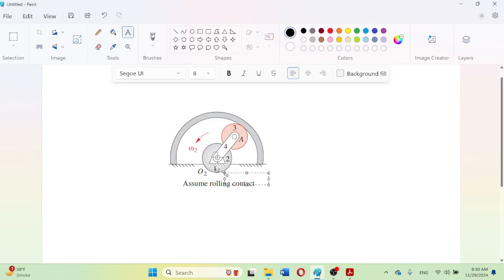So the second permanent instant center will be between link number 2 and link number 4.